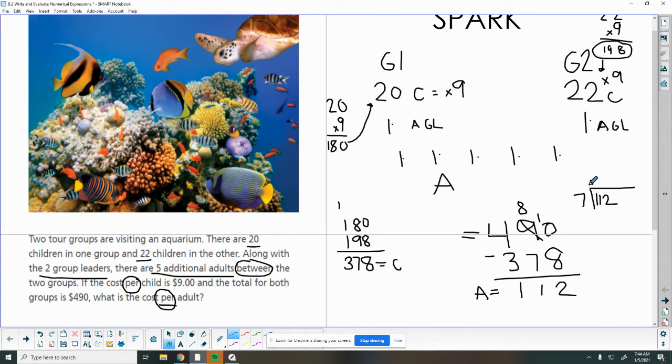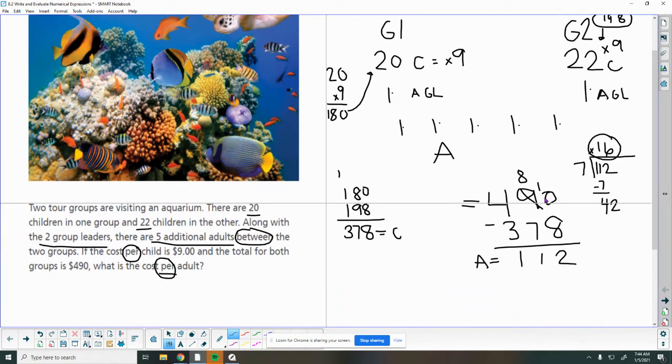So it can't go into 1, but it goes into 11 one time. 11 minus 7 is 4. Bring down the 2, 7 goes into 42, 6 times. So every adult costs $16. So breaking up your problems step by step, making lists of what you know is going to help you.